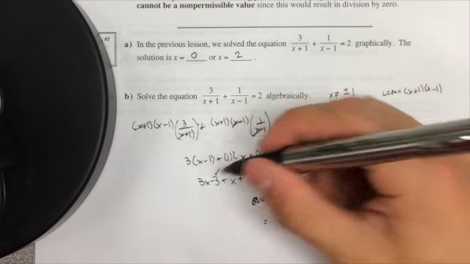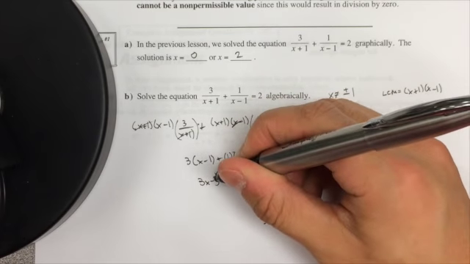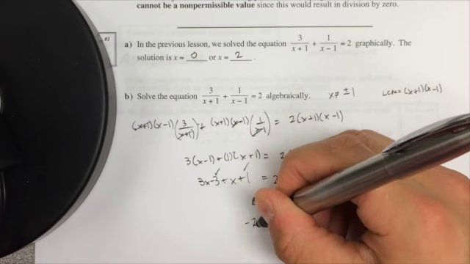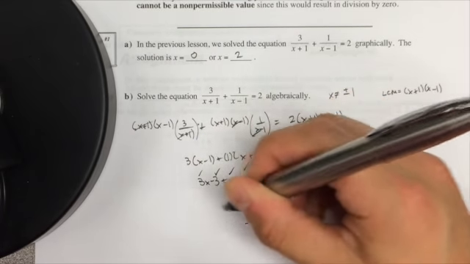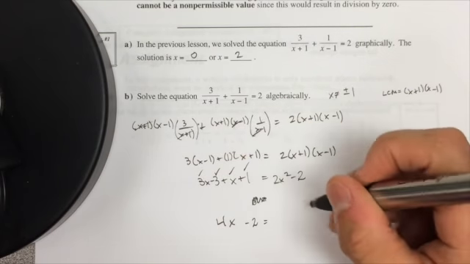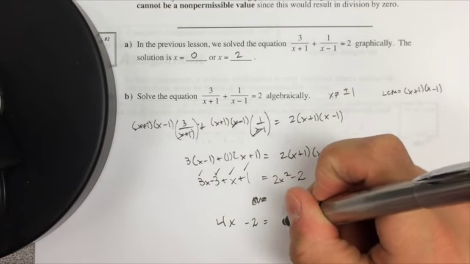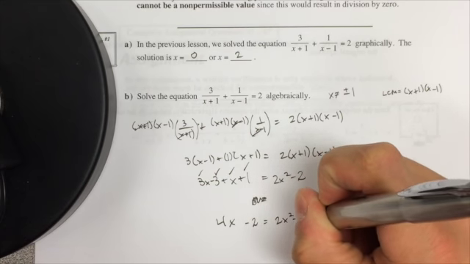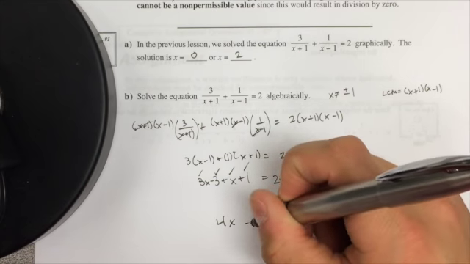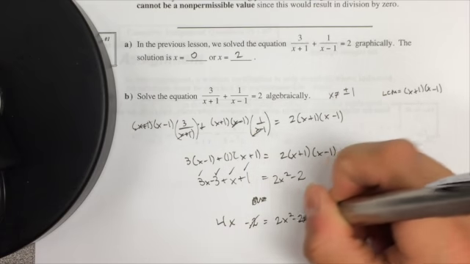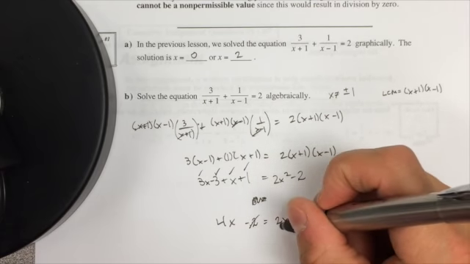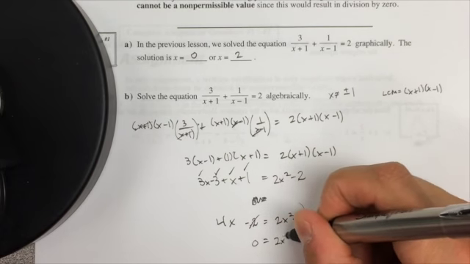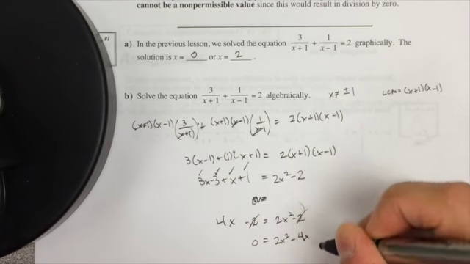Okay, so let's add up our like terms first. Negative 3 plus 1 is going to be negative 2. 3x plus x is going to be 4x, minus 2. And I have 2x squared over here minus 2. If I want to bring this over to the other side, these are going to cancel out, and then I'm going to be left with 0 is equal to 2x squared minus 4x.